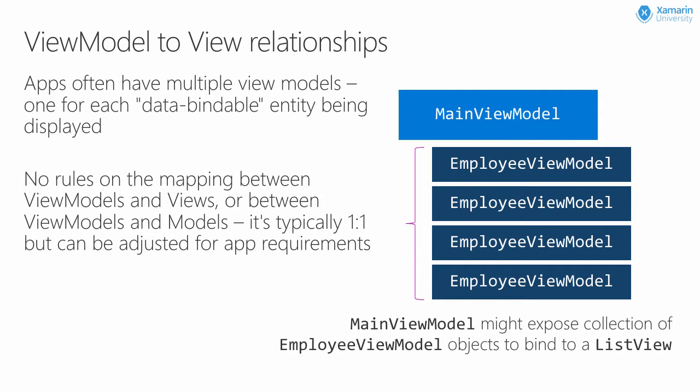So our employee example showed a single employee model for a single employee view model. And that is often the way it will happen. You'll have a one-to-one relationship between a model and a view model, and a one-to-one relationship between the view and the view model. However, this is also not a rule. View models can be shared across views, and a single view model can have references to multiple models. It all depends on your application's needs.